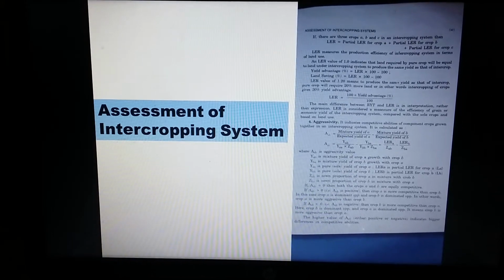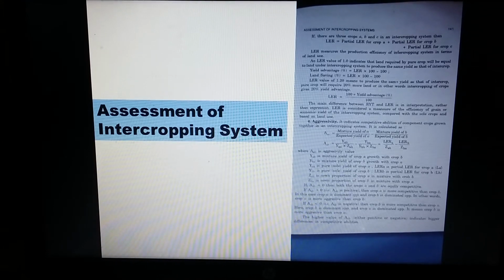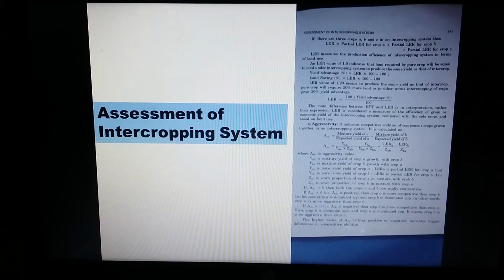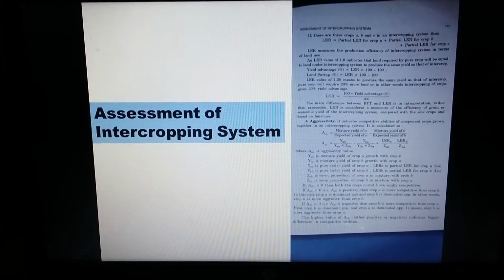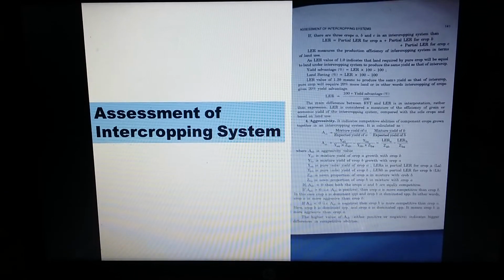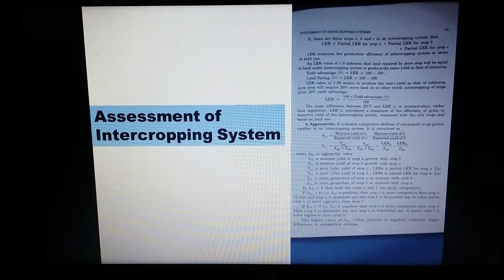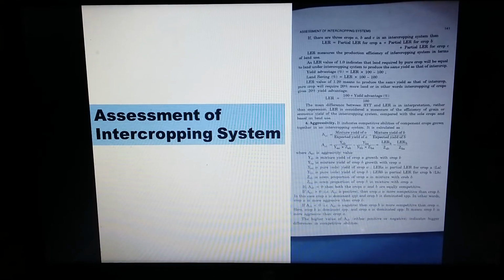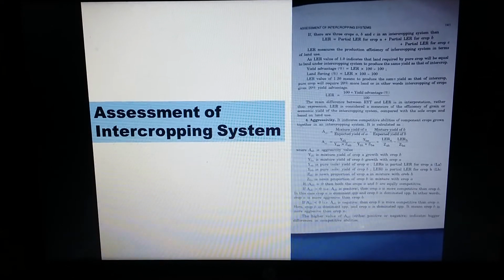As you know, in intercropping there is a fixed row ratio. Suppose two crops, crop A and crop B, are sown in a ratio of 1:2. So the sown proportion of crop A is equal to 1/(2+1), that is 1/3. And the sown proportion for crop B is equal to 2/(1+2), equal to 2/3. So the sown proportion for crop A is 1/3 and for crop B is 2/3 if the crops are sown in an intercropping system in a 1:2 ratio.